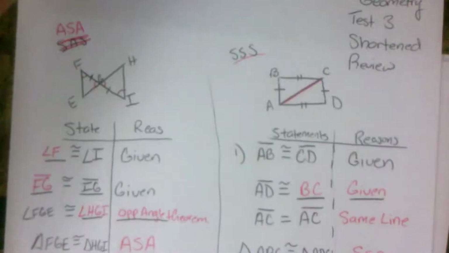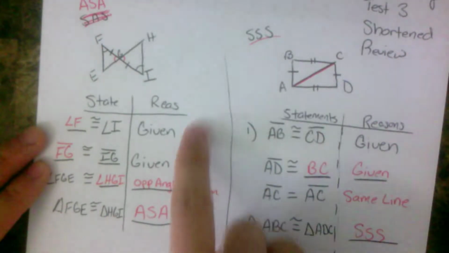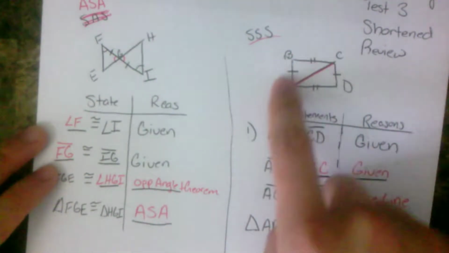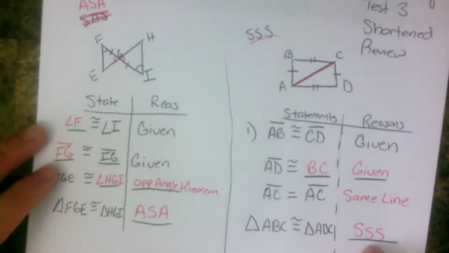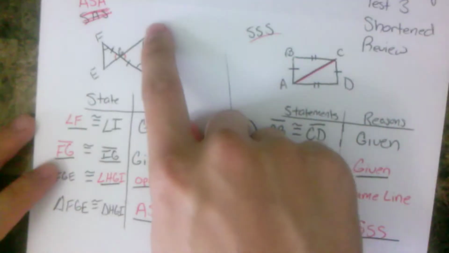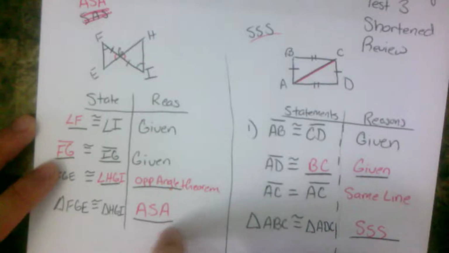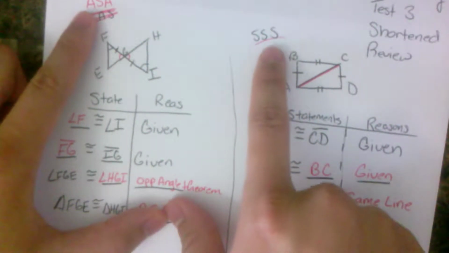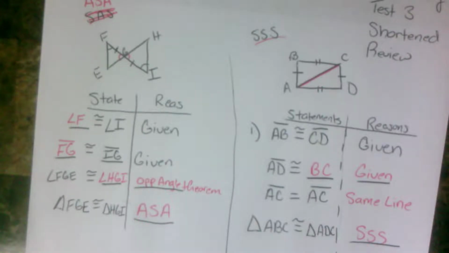Now remember, it won't just be ASA, it won't just be SSS, but these should look the same no matter what. For all of your rectangular shaped triangle theorems, it's going to be given, same line, SSS. Given, same line, and then one of your triangle theorems. And then over here, for these bow ties, it'll be given, opposite angle theorem, and then one of your theorems, which I give you on the test. So I give you what it is. So this one might even say ASA, so at the end, you would just put ASA instead. So it just depends. You just have to fill in the blanks, and be able to name your sides.